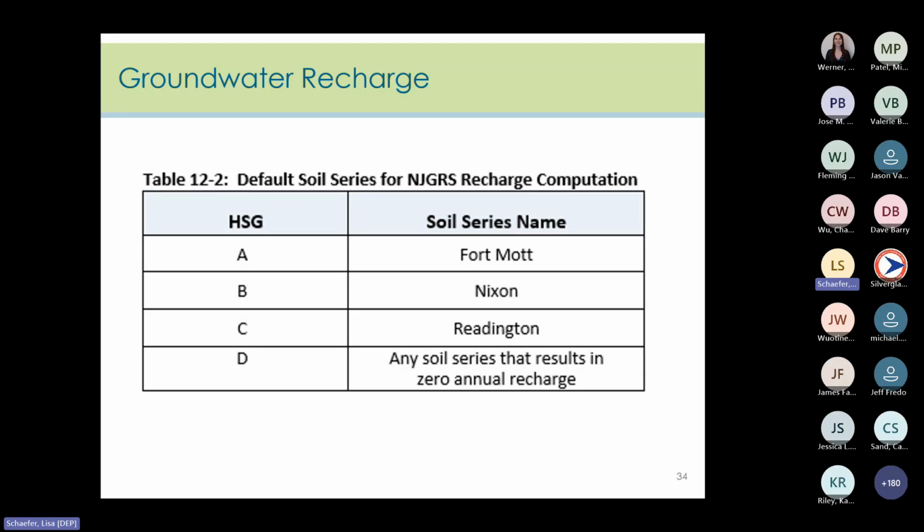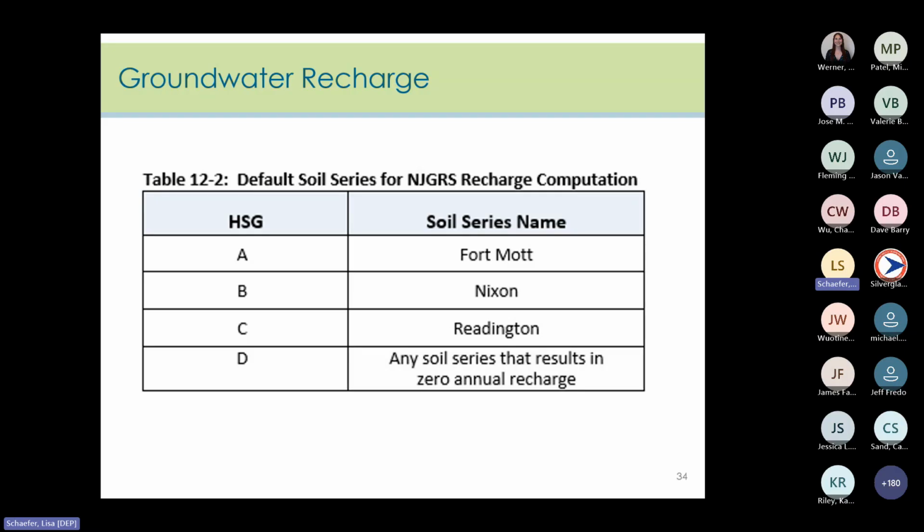So for HSG A soils, the default is Fort Mott, and it's Nixon for HSG B. But note that the default C soil in the past was Venango, but it's been updated to Reddington. And also, we don't just use D soil to represent the soil series without recharge. The default D soil should be the soil series from the groundwater recharge spreadsheet that results in 0 groundwater recharge. So when you click down the list of the soil series in the spreadsheet, you can just find one and use it. Just make sure it shows zeros.